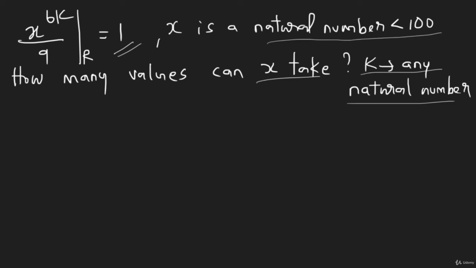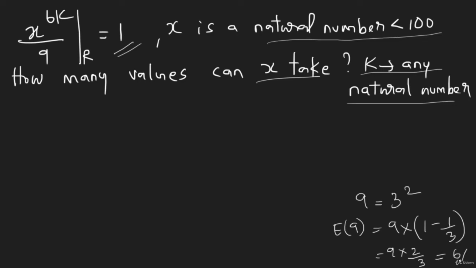I hope you have given it a try. Let's do it together. There's something that you can note over here. 9 is equal to 3 square, right? The prime factorization of 9 is 3 square. So the Euler number of 9 will be 9 into 1 minus 1 by 3, right? So that is 9 into 2 by 3, which is equal to 6. And in the question over here you have 6, right? Therefore, all you need to do is you need to find values of x such that x and 9 should be co-prime as per Fermat theorem.